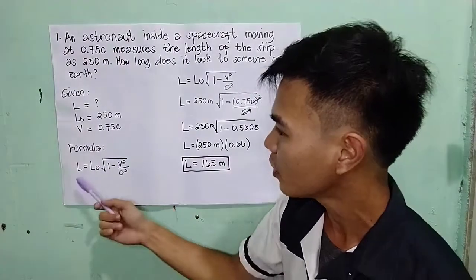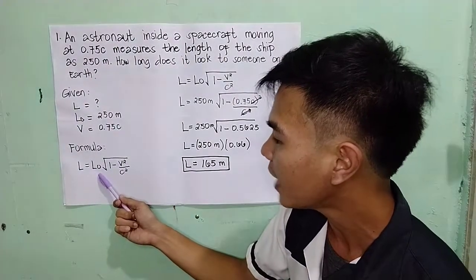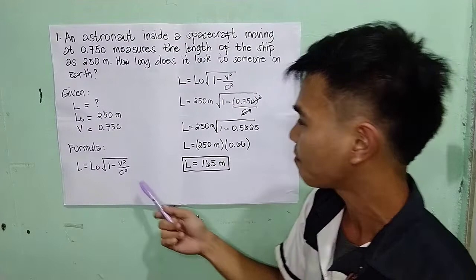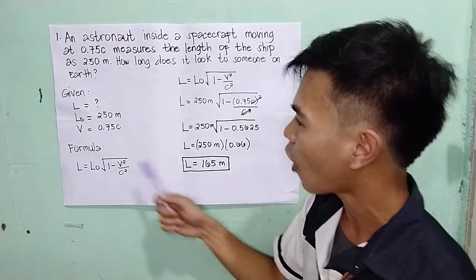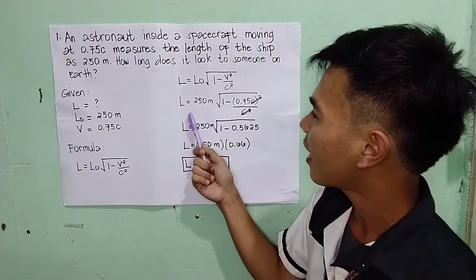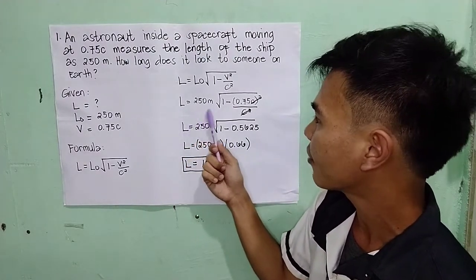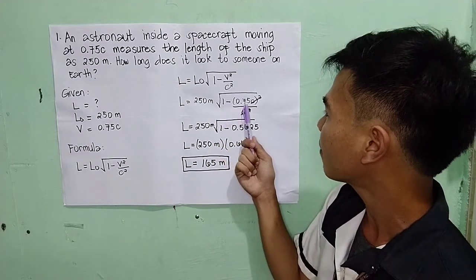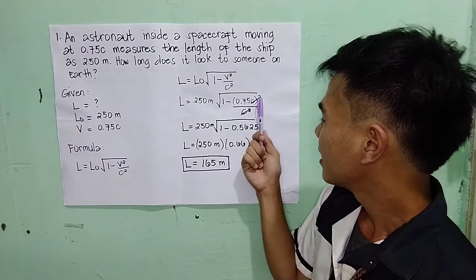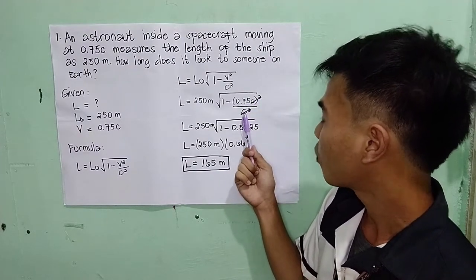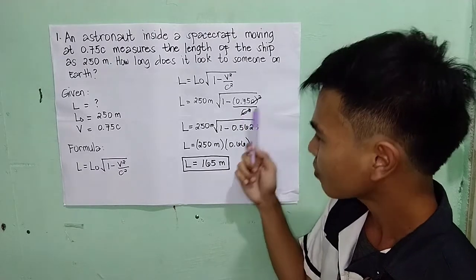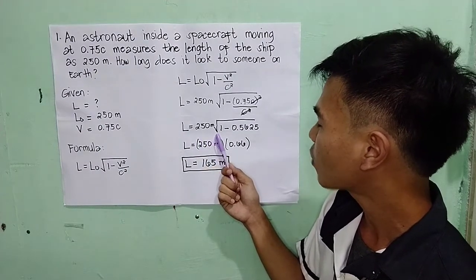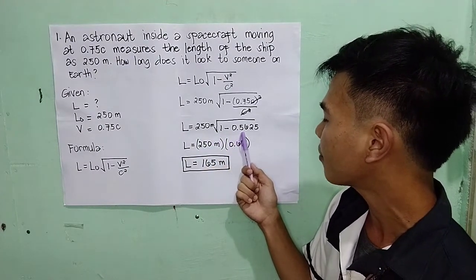To find the value of L, we are going to use the formula for length contraction, which is L is equal to L naught times the square root of 1 minus V squared over C squared. Substituting the given, L is equal to 250 meters times the square root of 1 minus 0.75 C squared over C squared. We can cancel out the C squared, so L is equal to 250 meters times the square root of 1 minus 0.5625.